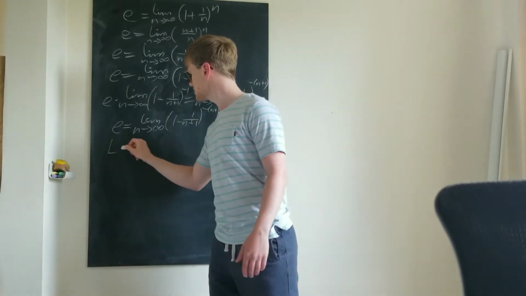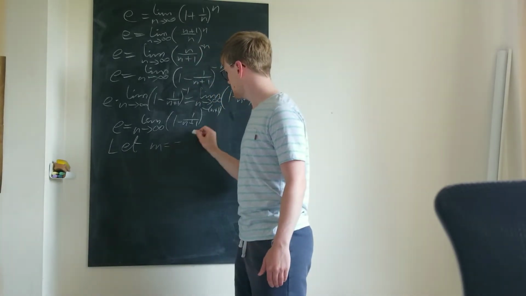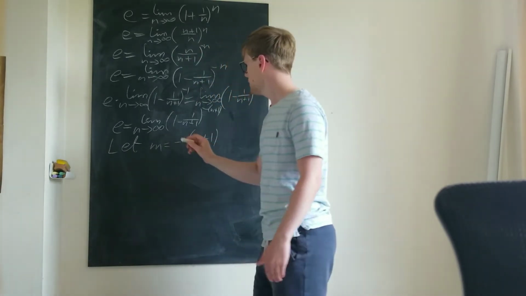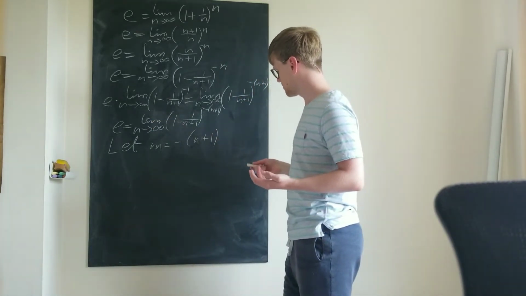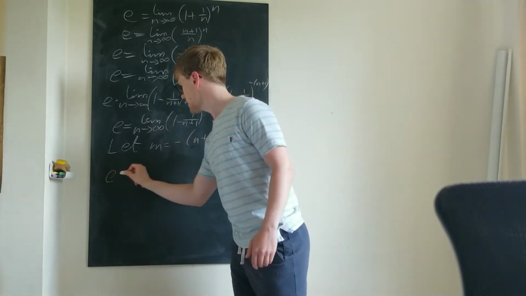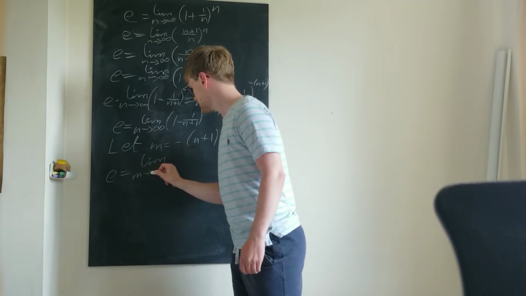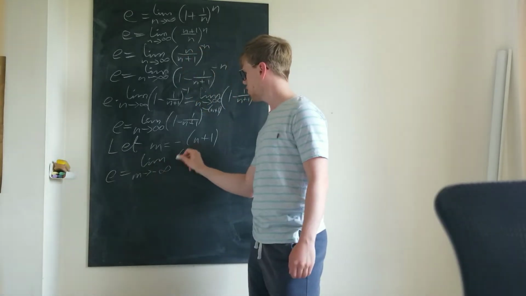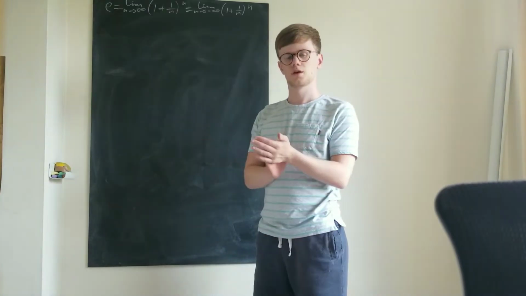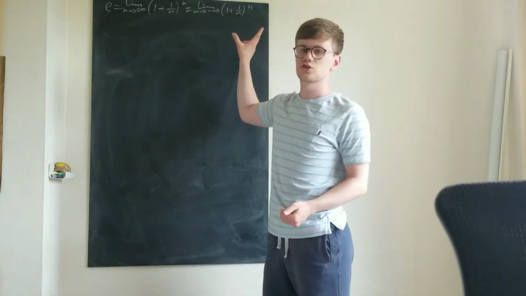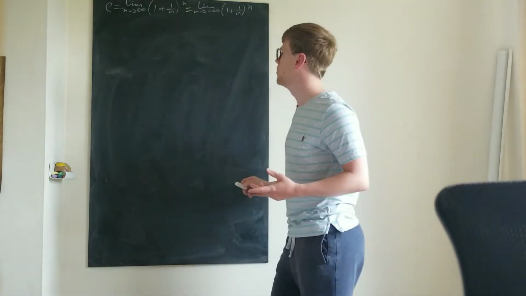And now if I let some number m be equal to negative n plus 1, then when n approaches infinity, m will of course approach negative infinity. And so e is the limit as m approaches negative infinity of (1 plus 1 over m) to the power m. So, now that we have our stronger result, we can find an expression for e to the x as a limit of this kind of form.